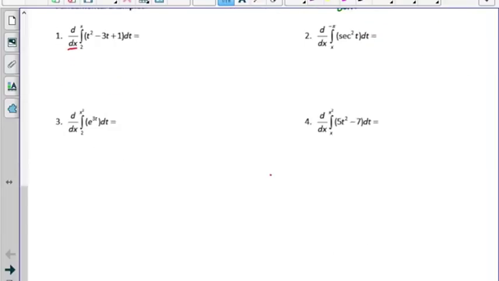So for number 1, the derivative with respect to x of the integral of 2 to x of t squared minus 3t plus 1, all we have to do is sub x in, and we'll get x squared minus 3x plus 1. The reason why all we have to do is sub x in is notice we're taking the derivative of the integral. Anytime we have a derivative of the integral, we get the original function back.